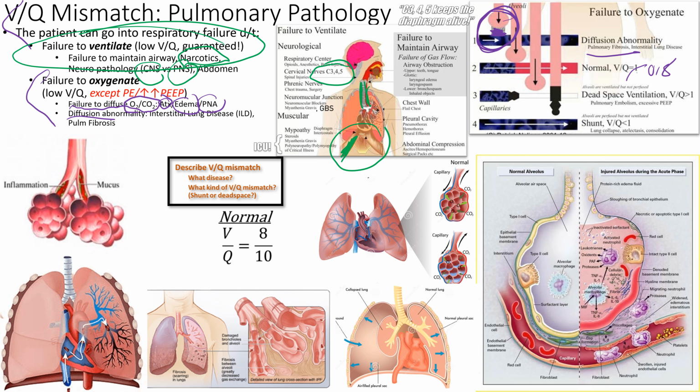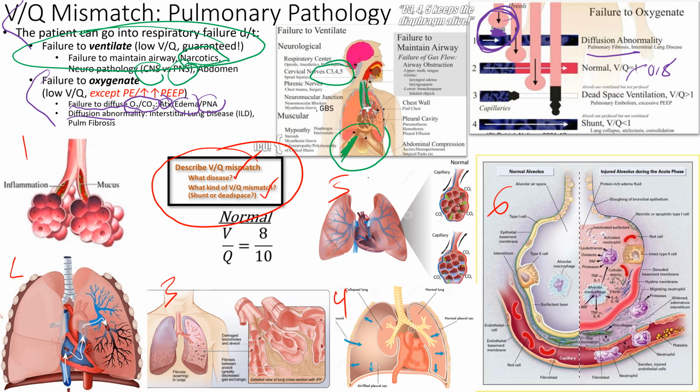Okay, all right. So real quick, let's take a quick break. But before the break, I want you to answer these questions. I want you to answer what is the VQ mismatch, like what disease is this? So we've got 6 problems here. Describe what disease you're looking at and what VQ mismatch you're looking at. Is it low or high? Is it shunt or dead space? So you answer those 3 questions.